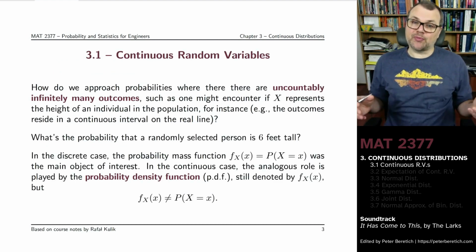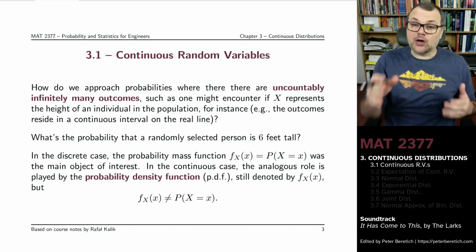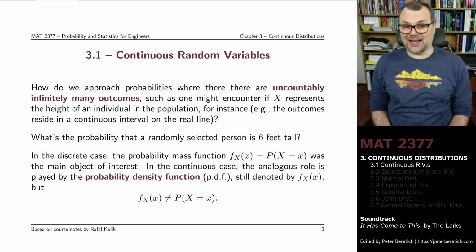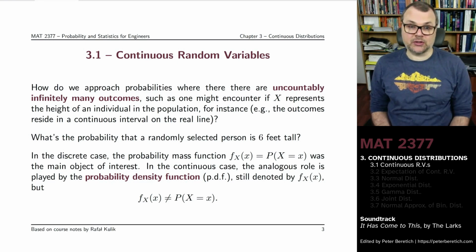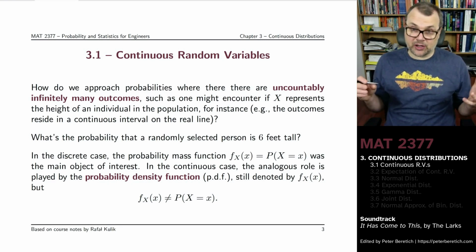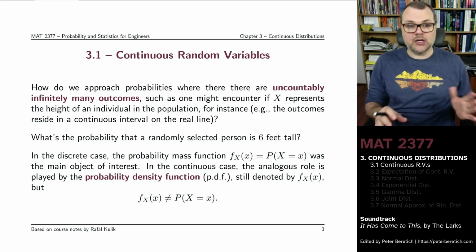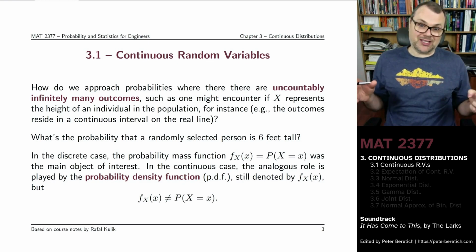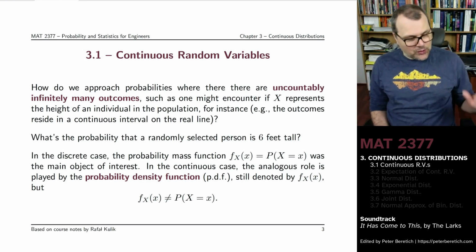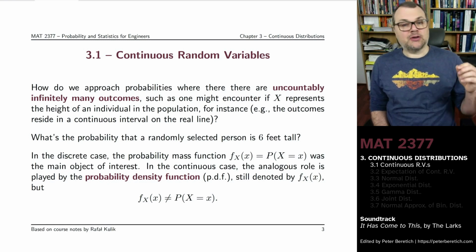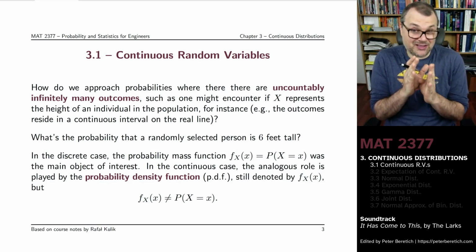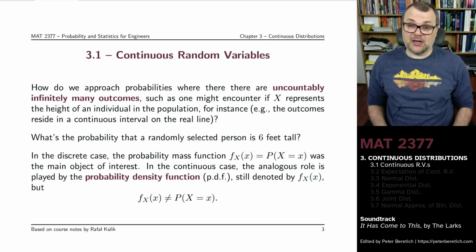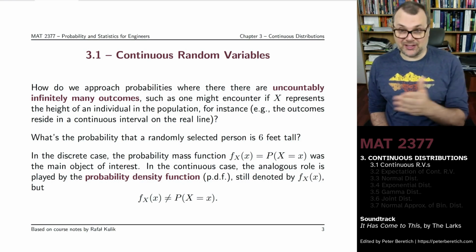So how do we approach probabilities when you have what I'm calling here uncountably infinitely many outcomes? If X, as I said, represents the height of an individual in the population, the outcomes of the random experiments, the measurements, in theory, will reside in some continuous interval. Now, in practice, we know that's not the case because of quantum mechanics. There is such a thing as the smallest possible distance that it is possible for us to talk about. And so there isn't an uncountable infinity of potential heights, right?